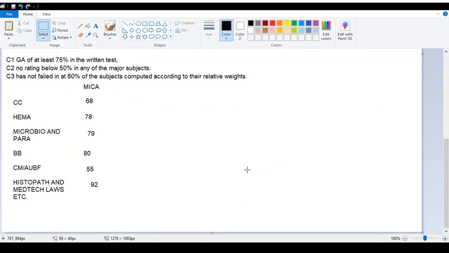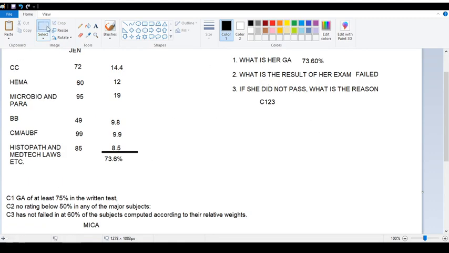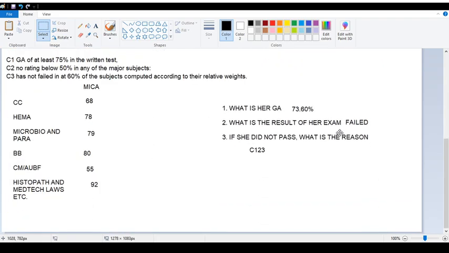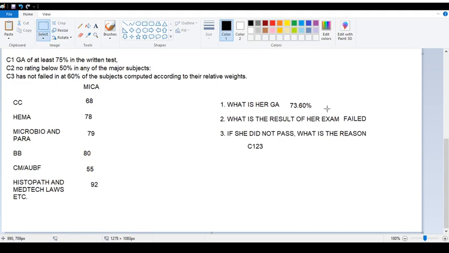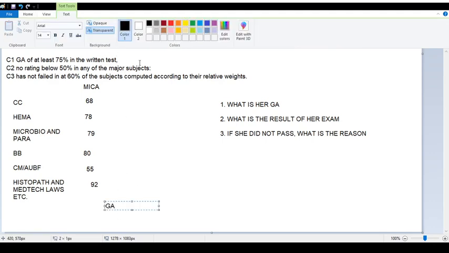Okay, so we have here another example. So, let's compute again. So, let's get this one. Okay, so we have here Mika. So, we compute first for the GA, the general average. Okay, so again, CC, that is 20%, 6.8 times 2, or 68 times 0.2, that is 13.6.